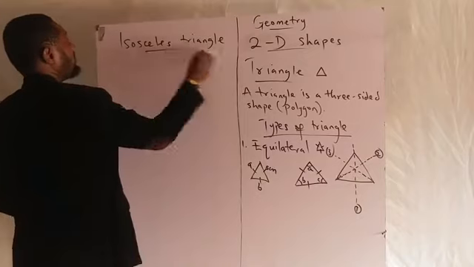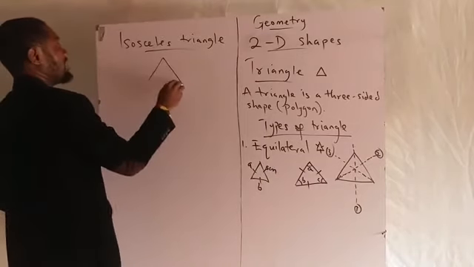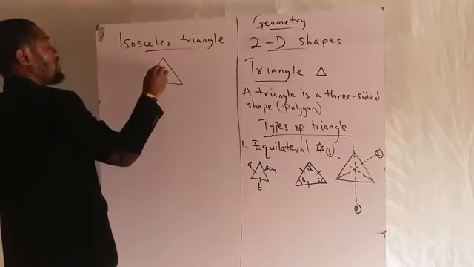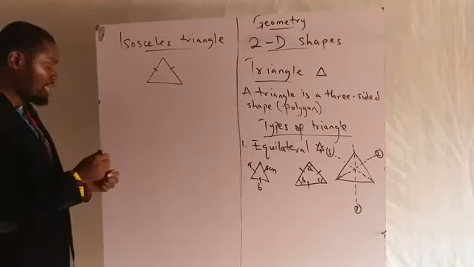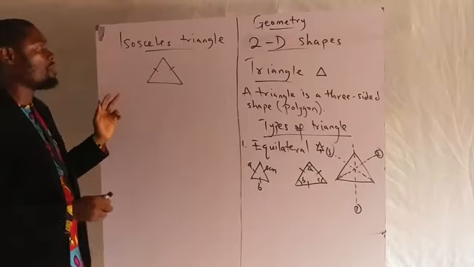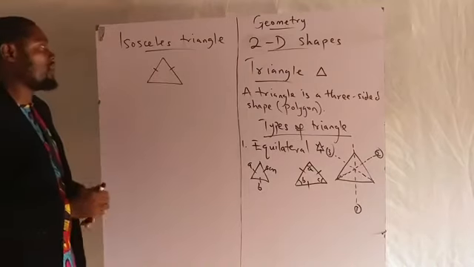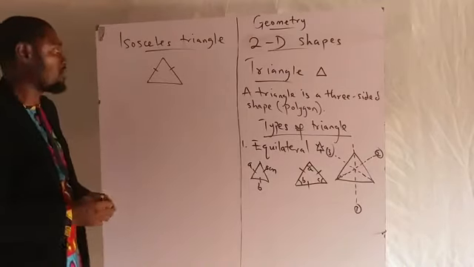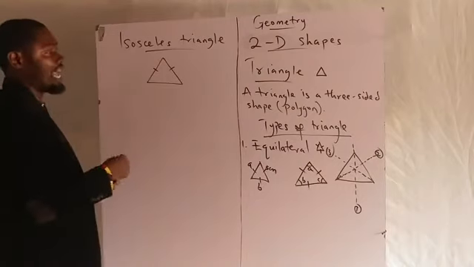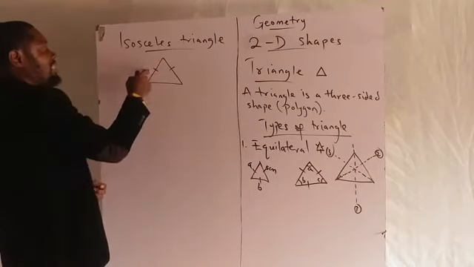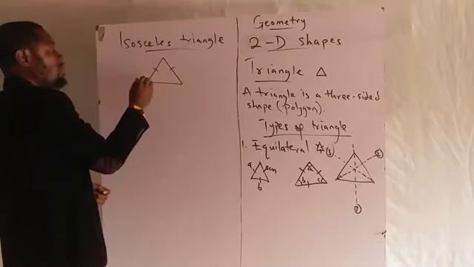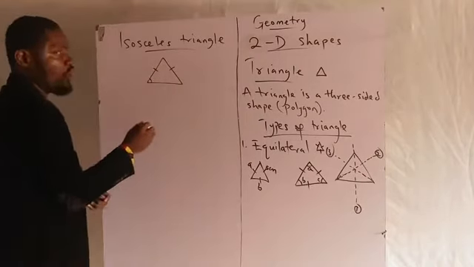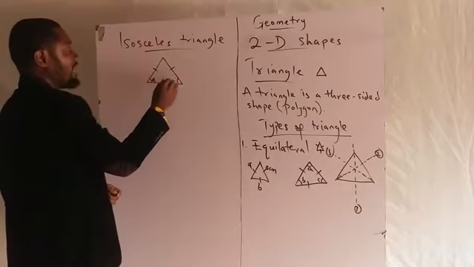Isosceles triangle. This is the triangle with only 2 equal sides. So if you see a particular triangle that has only 2 cut lines in this form, it means that type of triangle is called an isosceles triangle. It has 2 equal sides, which means this side is the same as this, but different from this side. And the 2 base angles, the 2 base opposite angles, are the same.